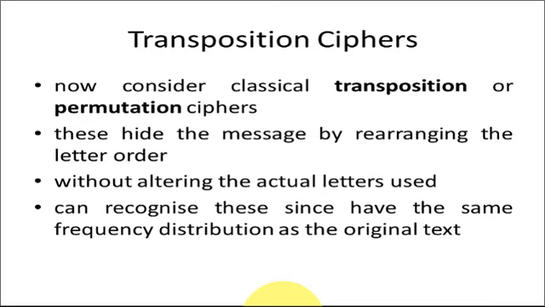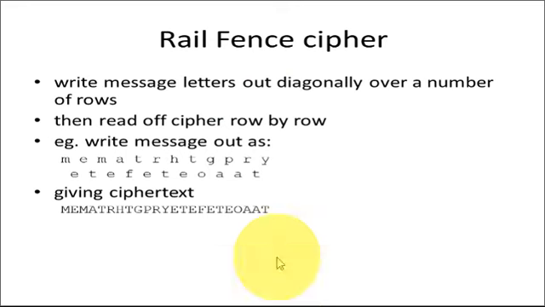So now consider a classical transposition or permutation cipher. This transposition cipher is also called a permutation cipher. Here we are rearranging the order. Instead of keeping the same order, we are rearranging the order. That is the transposition cipher. An example is the rail fence cipher, and row and column transpositions.